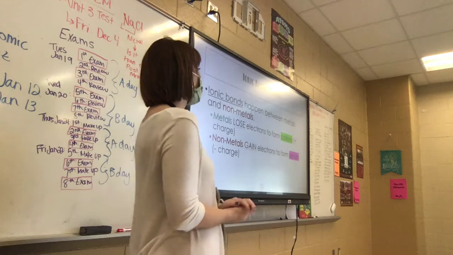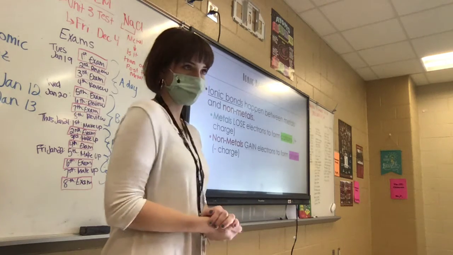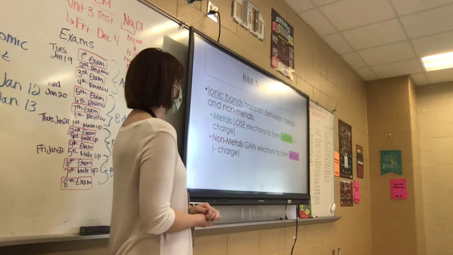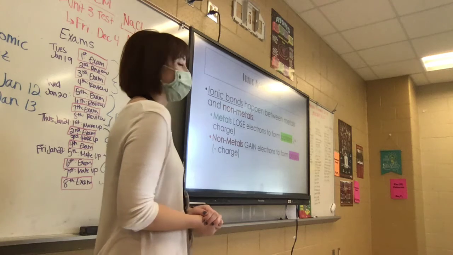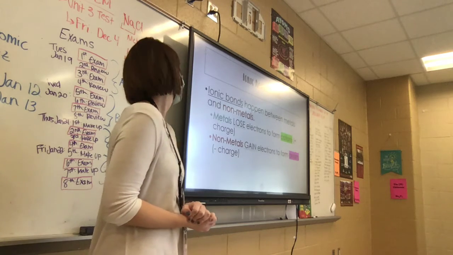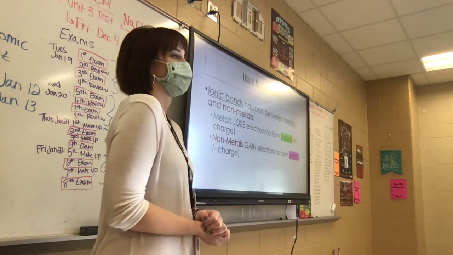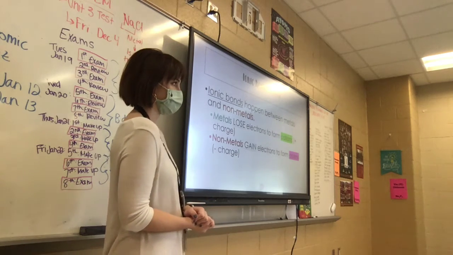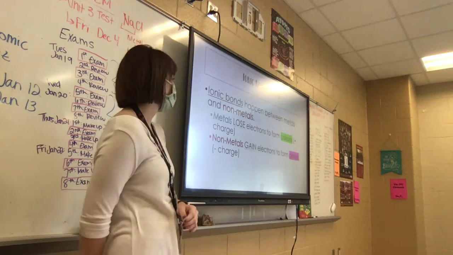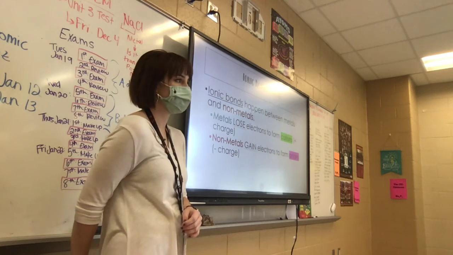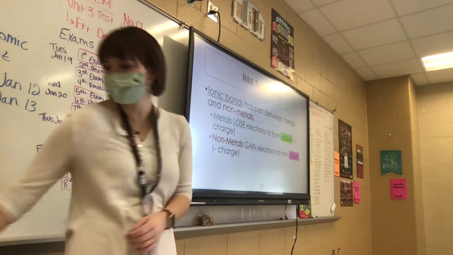So ionic bonds happen between metals and nonmetals. Now, metals lose electrons to form cations, which is a positive charge. Nonmetals gain electrons to form anions, which is a negative charge. So the metals will always lose electrons, and the nonmetals will always gain electrons.